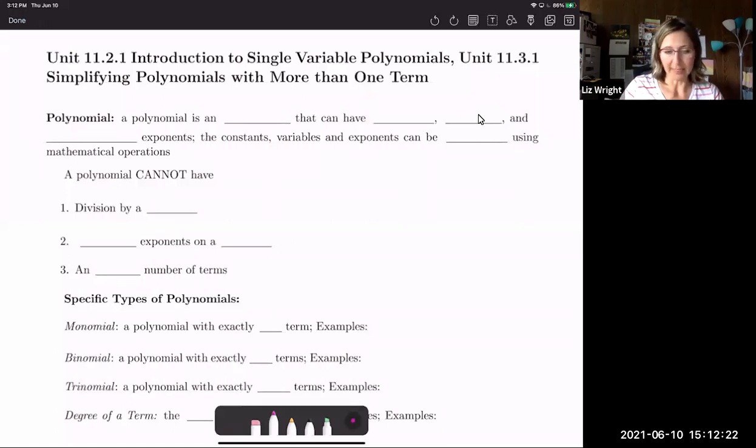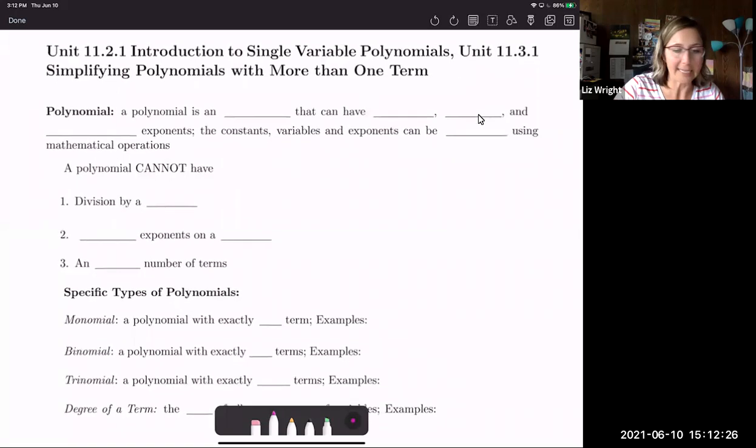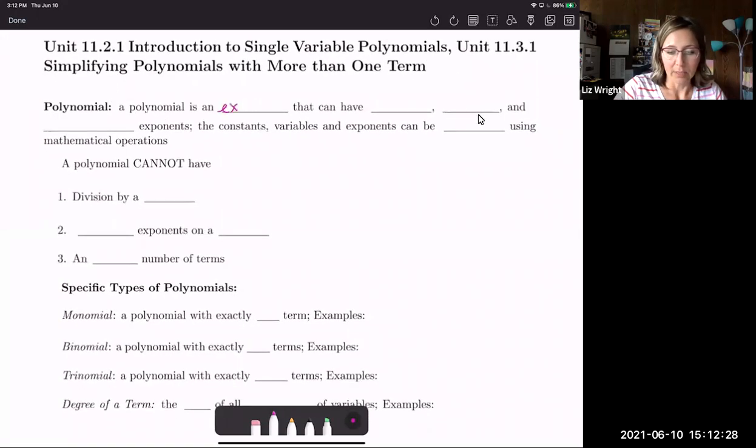So let's talk about the definition of a polynomial, first of all. So a polynomial is an expression. So there's that term expression, meaning mathematical expression versus equation. So if you don't remember, go back in your notes. A few topics ago, we talked about an equation versus an expression.